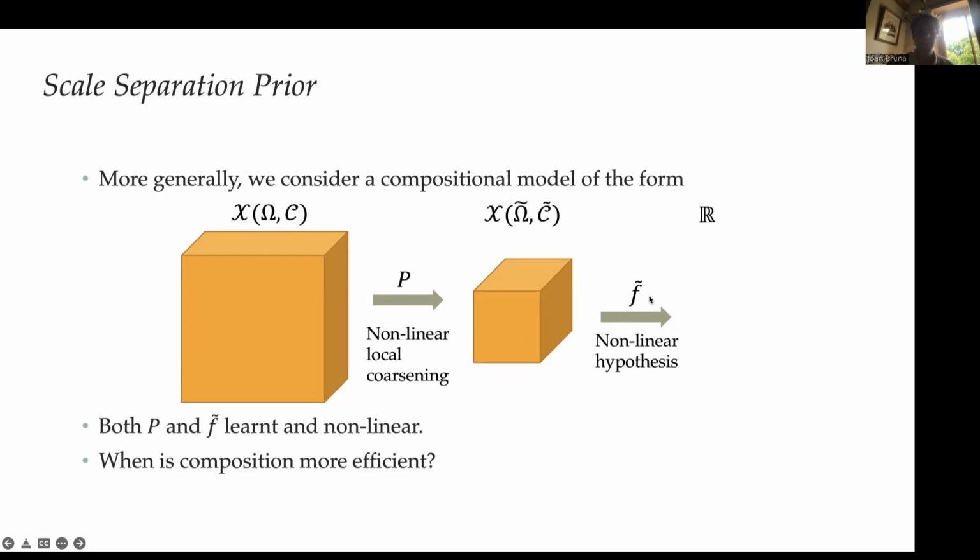The key point is that in general we need these two to be trainable. In the assumptions I made before, the two extremes, in one extreme P was just a linear coarsening, with no training. That was the first example. In the second example, f tilde was just an average, a global pooling, without anything else. So in general, we are going to need nonlinear models that are trainable in both of these steps.